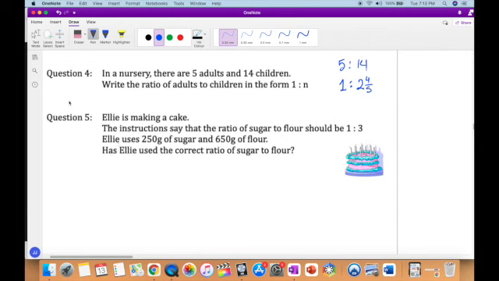You know? So Ellie is making a cake. The instructions say the ratio of sugar to flour to be 1 to 3. She uses 250 grams of sugar and 650 grams of flour. Did she use the correct ratio? Anybody? Did she use the correct ratio?